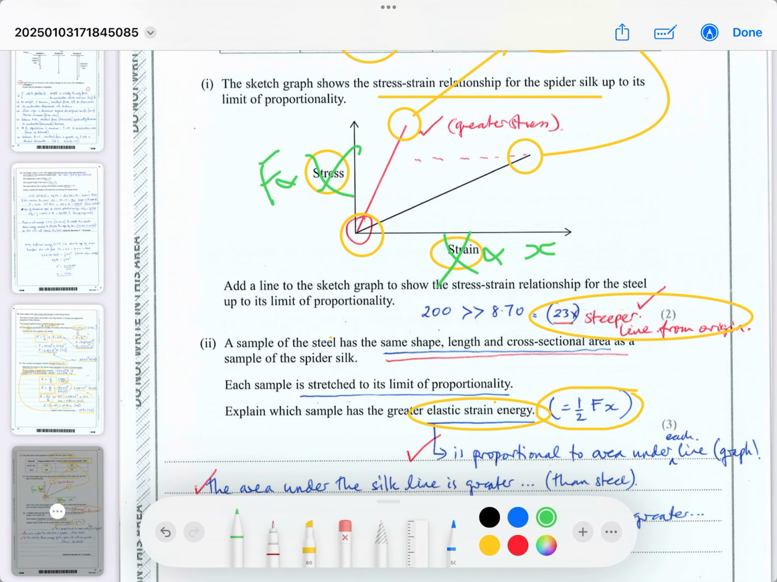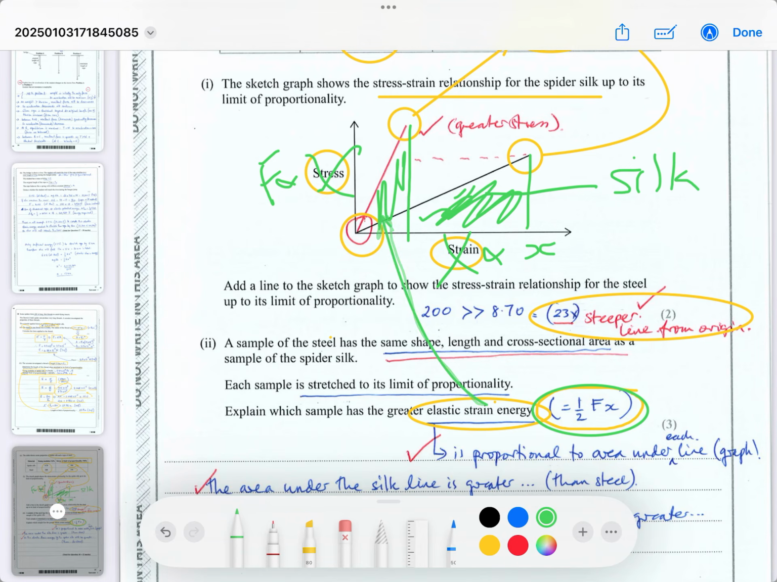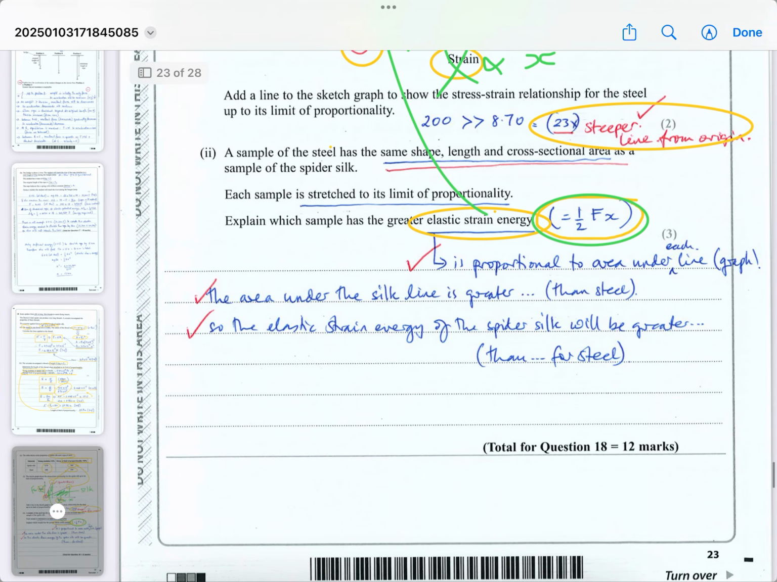Now the strain energy is half Fx, and if the shape of the Fx graph is the same, then the strain energy underneath the steel will be this, and underneath the spider silk, is it called spider? Under the spider silk, this will be the silk strain energy. You can see that it's flatter and wider, whereas the strain energy for the steel is taller and thinner. Okay, so that's basically what they want you to realize.